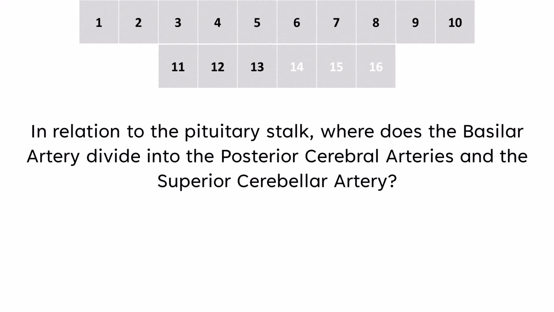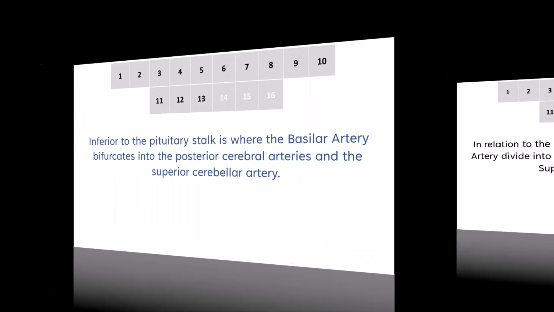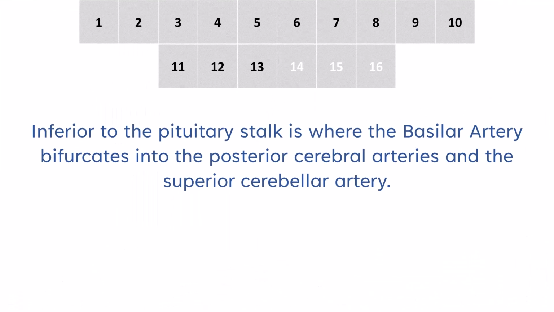In relation to the pituitary stalk, where does the basilar artery divide into the posterior cerebral arteries and the superior cerebellar artery? Inferior to the pituitary stalk is where the basilar artery bifurcates into the posterior cerebral arteries and the superior cerebellar artery.